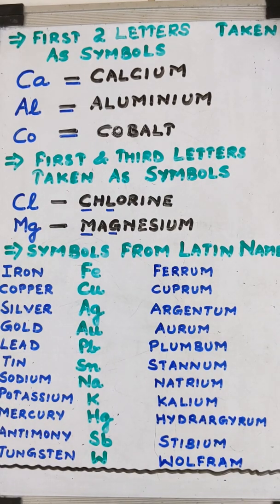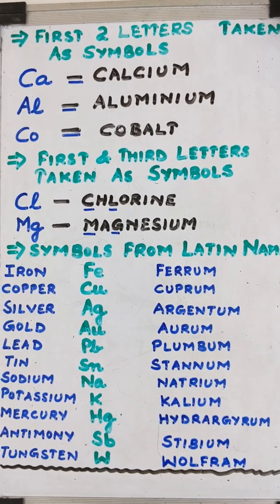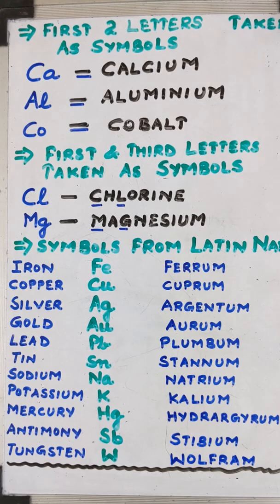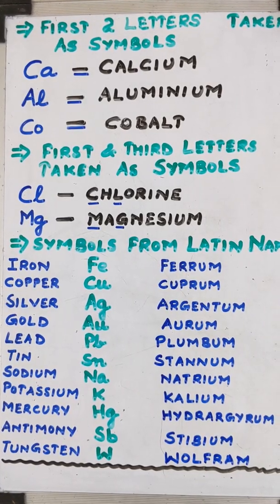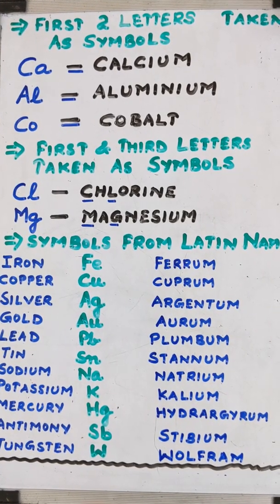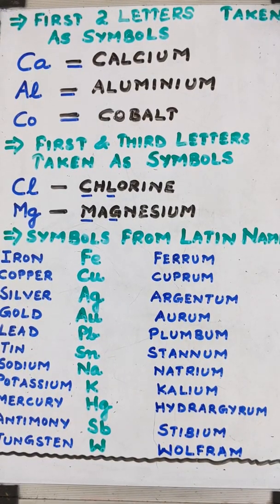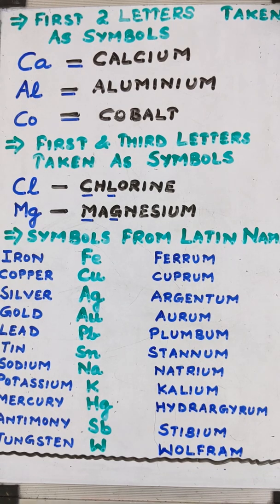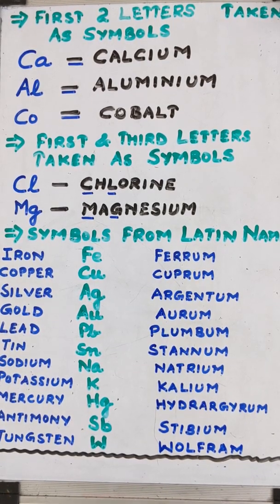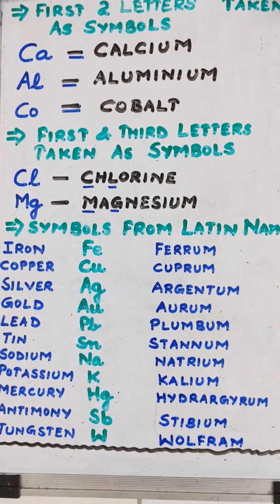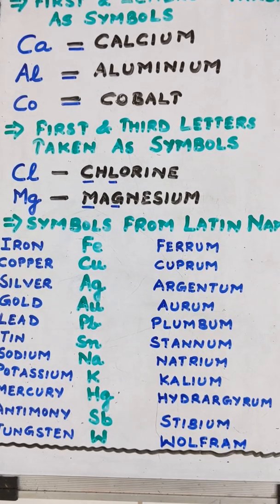However, confusion arose when more than one element started with the same alphabet, like calcium, cobalt, chlorine and carbon, which all start with C. So in that case, Berzelius gave another step. He said that we can use the first two letters as the symbol of a particular element. So he took the symbol of calcium as Ca, aluminum as Al, and cobalt as Co. In certain cases, he said that the first and third letters could also be taken as symbols. So for chlorine, the symbol is Cl. For magnesium, the symbol is Mg.